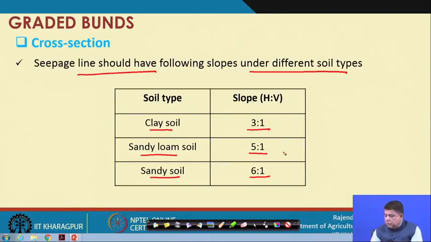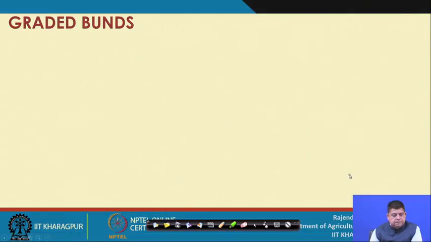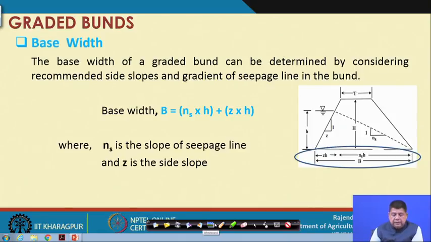So, we know the soil material of construction, and based on that, we should always take that into account. Now, when we calculate the base width, obviously we have to take this into account. Base width will have two components basically. If this is the h, this one is to account for the z, the side slope of the bund itself, and this one to account for the slope of the seepage line.